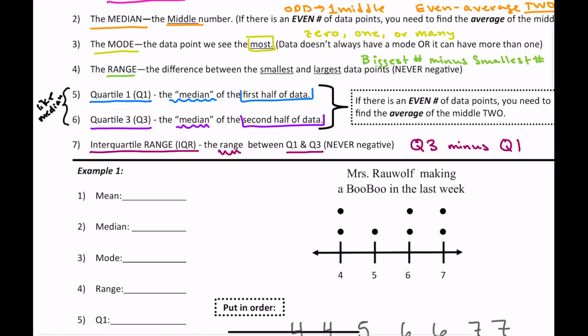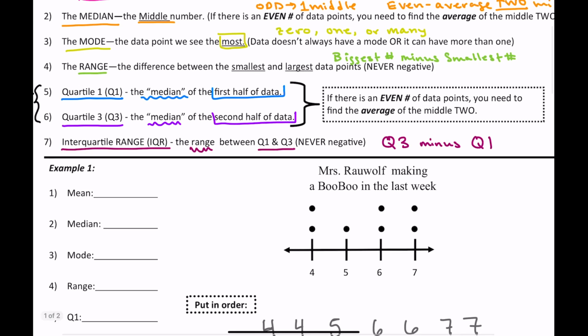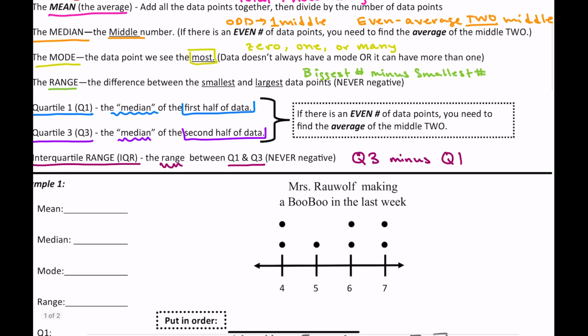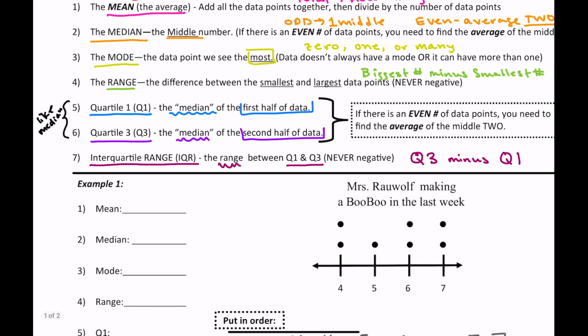Q3 is the same thing, except it's the second half of data. It's the right side, okay? And again, you cannot figure out Q3 until you have figured out your median or where your middle number is, all right? And it follows the same rules as the median. If there's an odd number in the first half, then there is one middle. If there's an even number in the first half, then you find the average of the two, okay? So it follows the same rules as this guy.